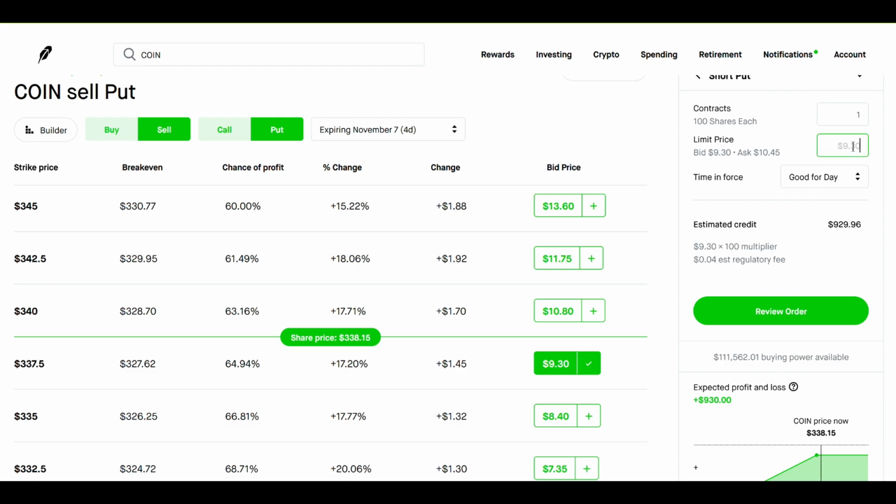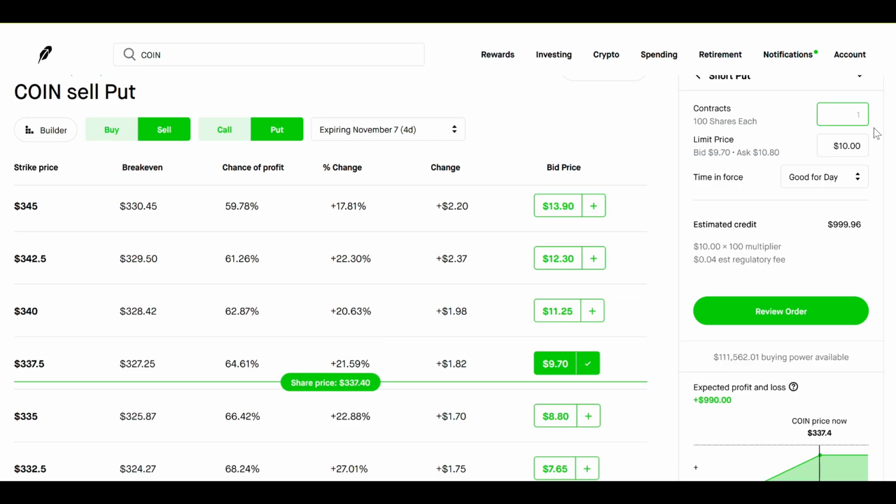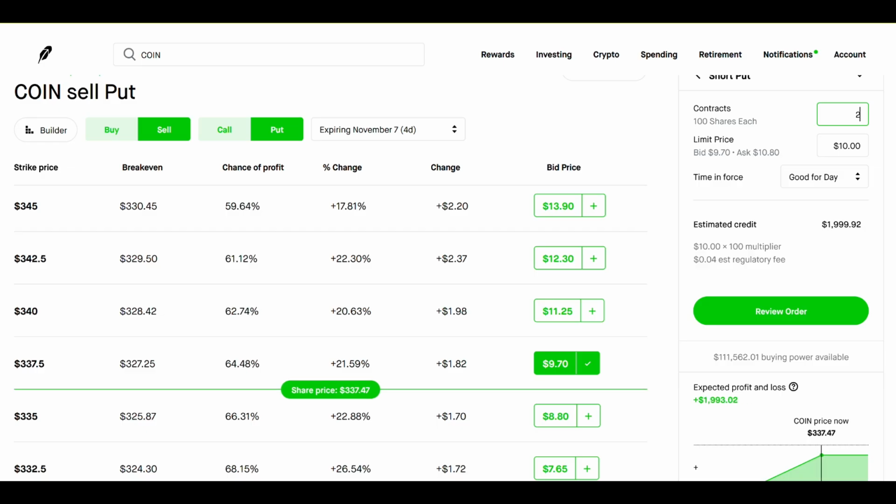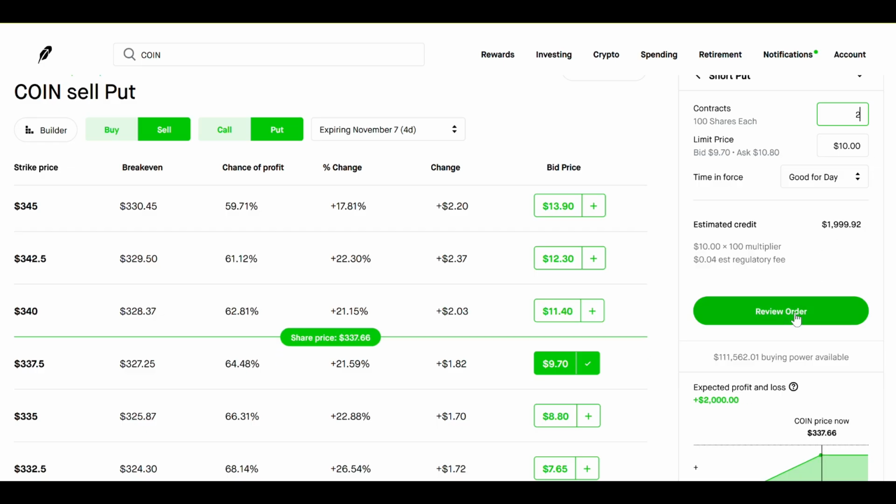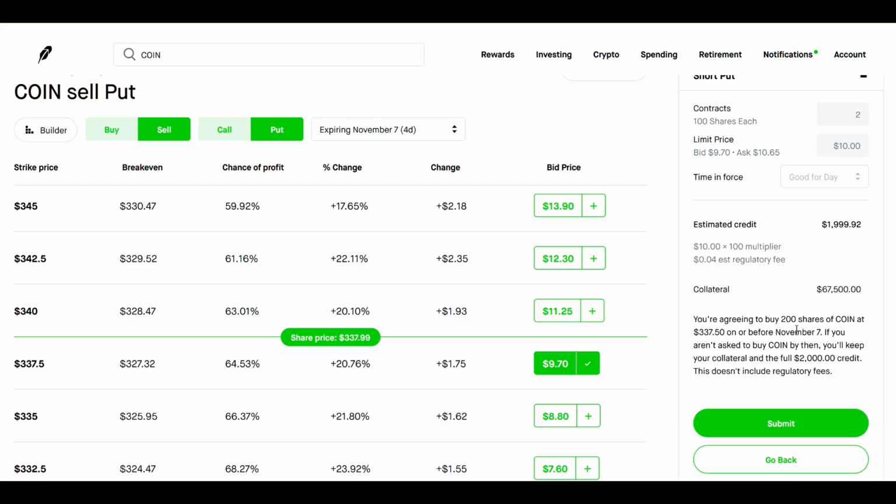So I'm going to click on the bid ask. The bid ask again is a little bit wide. I would like to get about $1,000 for this, and I'm going to sell two contracts. So two contracts for $1,000, and I'll review the order. We're going to submit that, and that is for this Friday. Perfect.